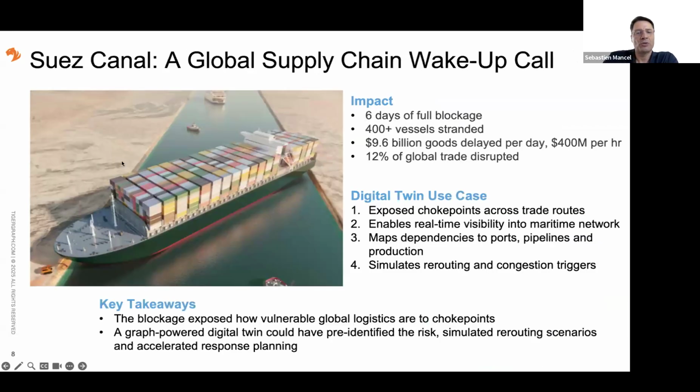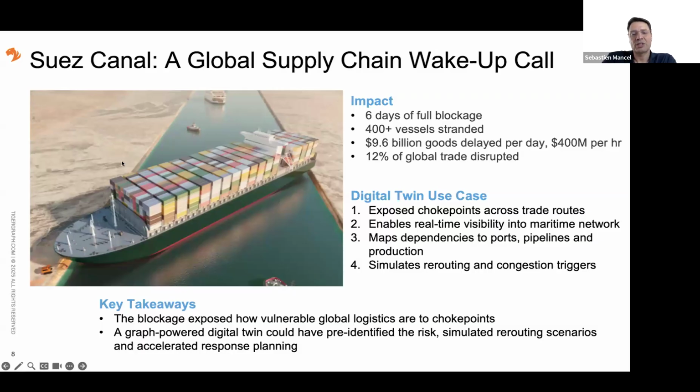And then our last example is the Suez Canal blockage a little further back in 2021. But it really shows how fragile global supply chains can be. A massive container ship ran aground, blocking both directions of the canal for 6 days, essentially shutting down one of the world's most critical shipping arteries. Now, there were over 400 vessels stranded, waiting to pass. And there was an estimated $9.6 billion worth of goods that were delayed every single day. That's nearly $400 million per hour. And roughly 12% of global trade was impacted.